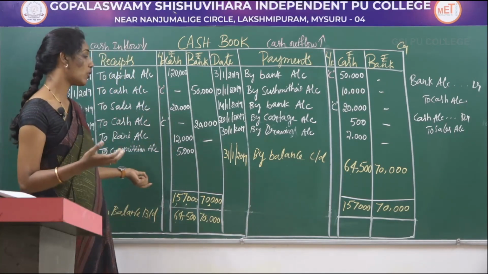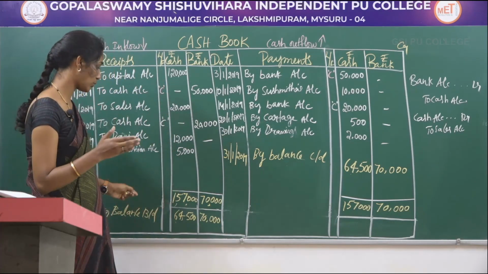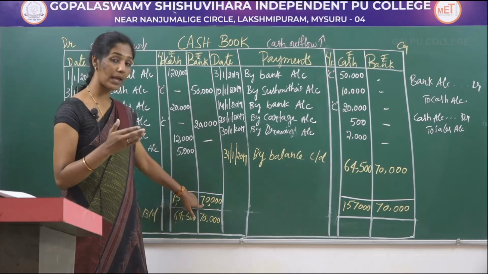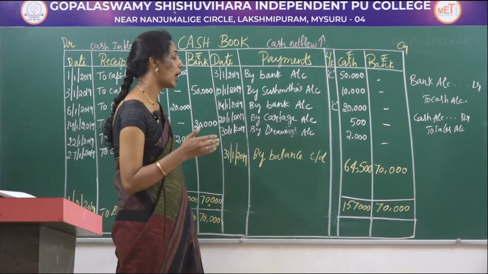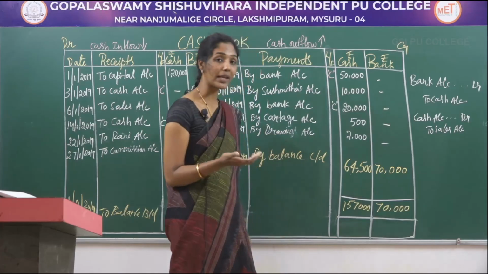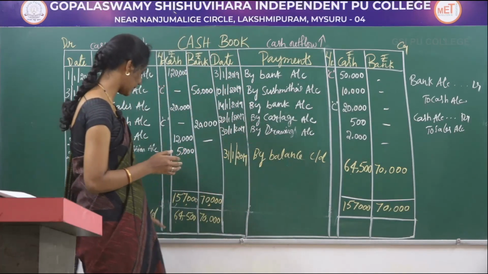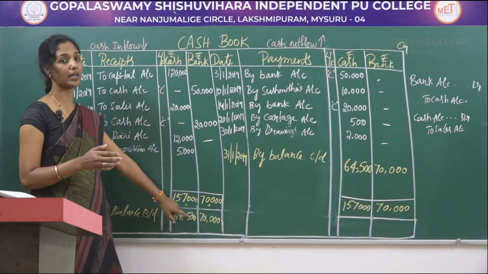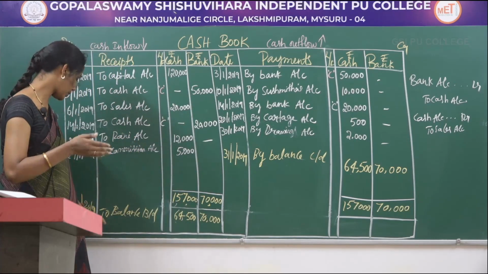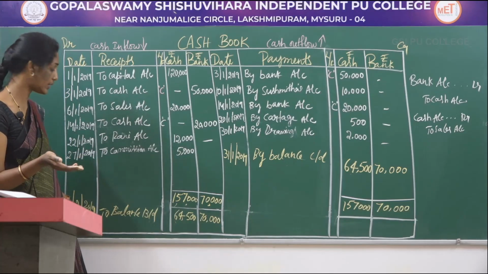So here the total of cash as on 31/1/2019 is 1,57,000 and bank balance is 70,000, and after all the payments are made through cash and bank, now the cash balance in the business is rupees 64,500 and bank balance is rupees 70,000. That must be carried forward to the next month as on 1/2/2019.